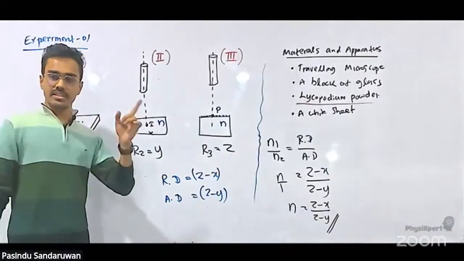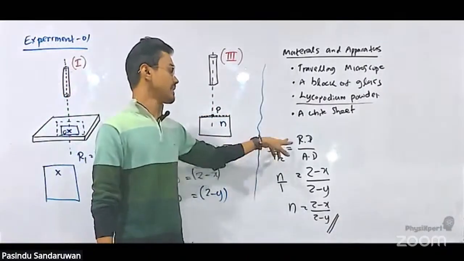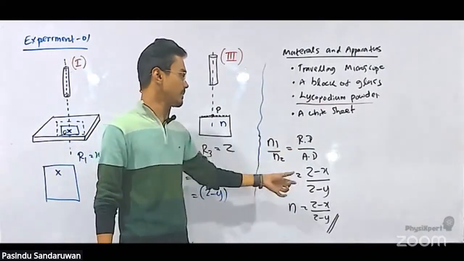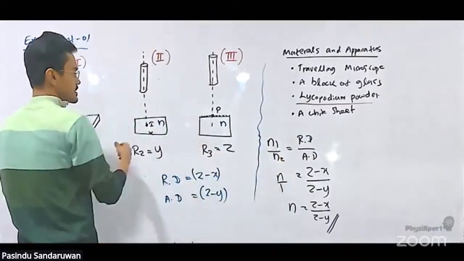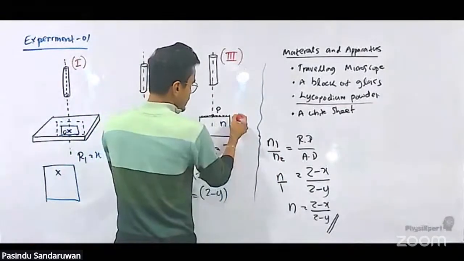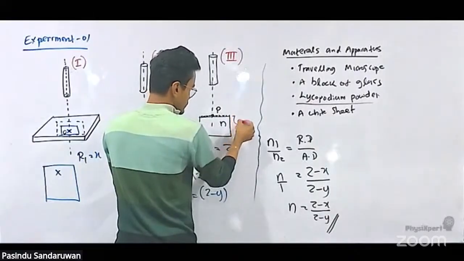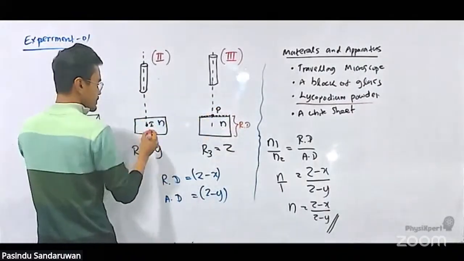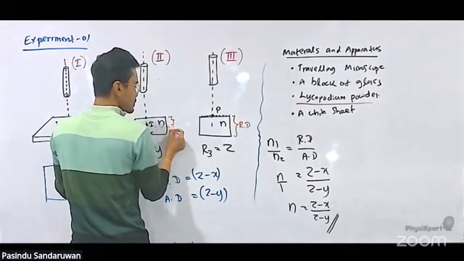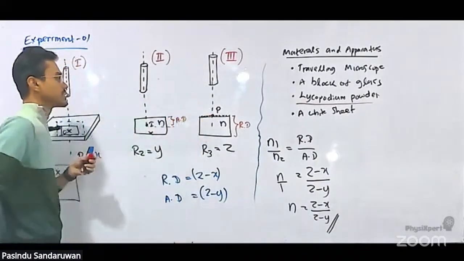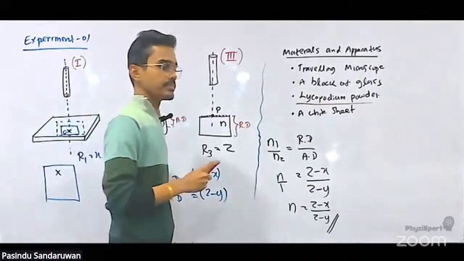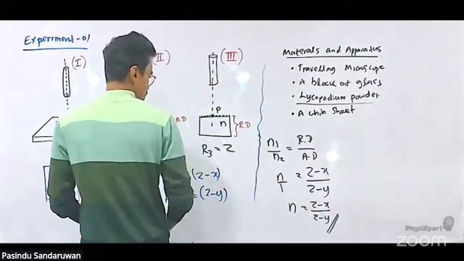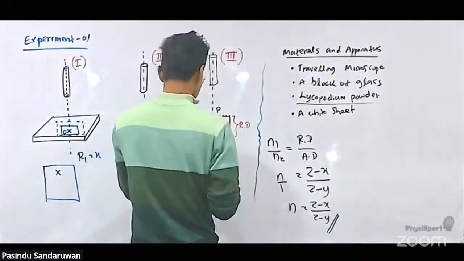Right. We have mentioned the equation in the theory. So that's why I have mentioned this as RD and AD, real depth and apparent depth. N1 over N2 equals real depth over apparent depth. Plug these values here. Real depth is the depth of the glass block from the top surface to the bottom surface. And the apparent depth is from the top surface to this image. Applying the equation, right?